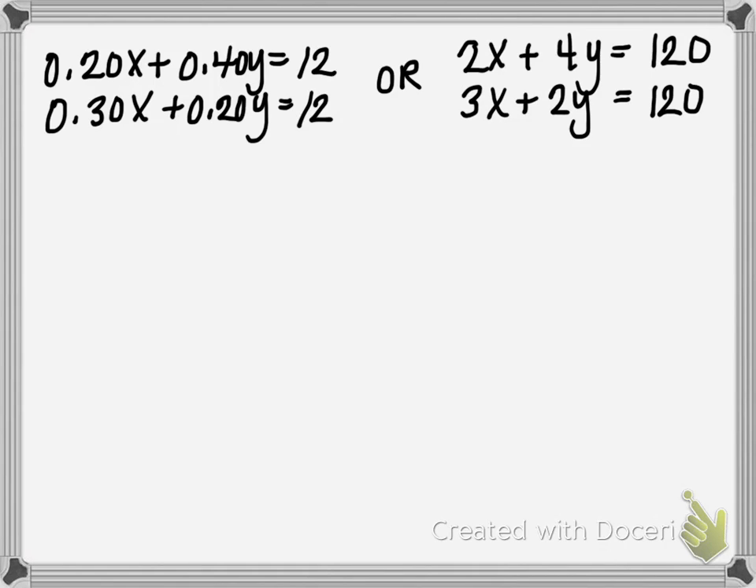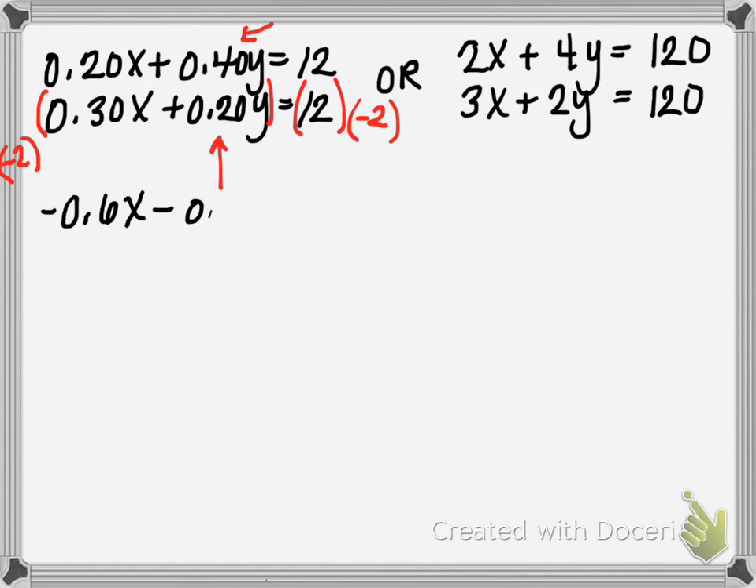So on this problem, it seems most logical to eliminate y, because then I would only have to multiply the bottom equation in order to eliminate the terms that have y. Since the top term here is 0.4y, I want my bottom term here to be negative 0.4y, so I need to multiply by negative 2. So I'm going to multiply the right hand and the left hand side of my equation by negative 2. My new equation, when I multiply by negative 2, is going to be negative 0.6x minus 0.4y is equal to negative 24.